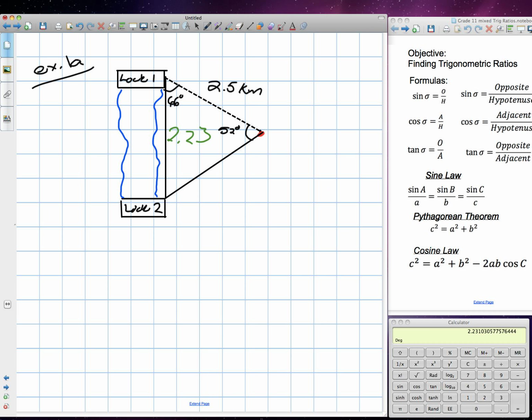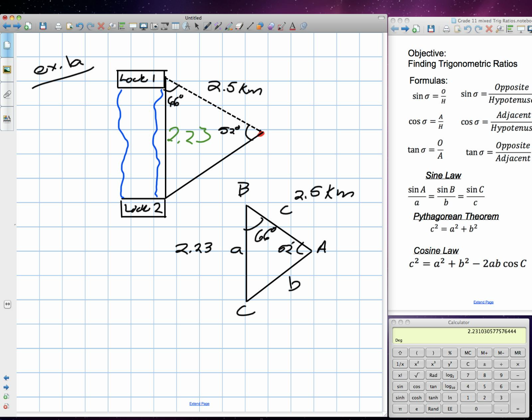So, we solved for side A of the triangle. I'm just going to quickly redraw it. Remember, this was the triangle we had. We had named them A, B, and C. We called this angle A. This was angle B, side B, and angle C, side C. We had this measurement: 2.5 kilometers was side C. 2.23 kilometers is side A. 66, 52, and what was this measurement? Anyone remember?